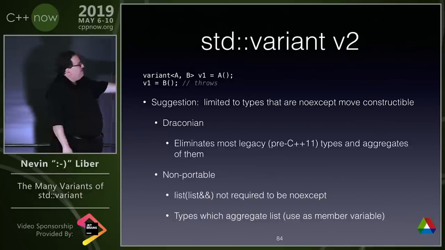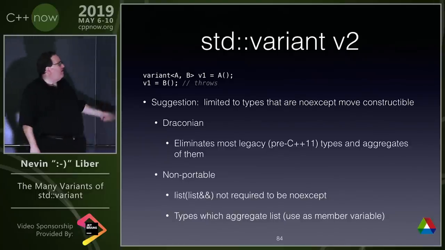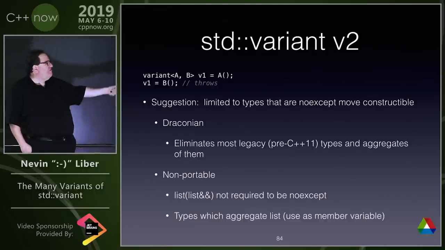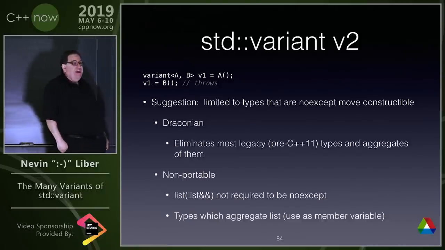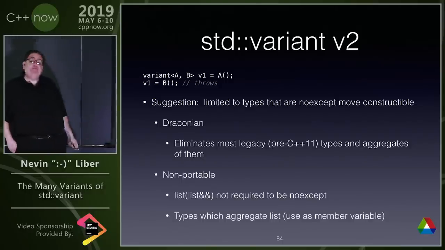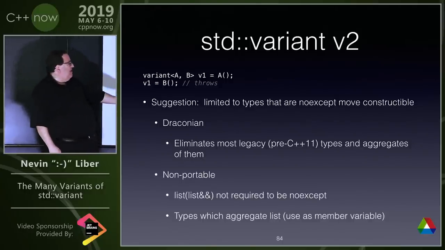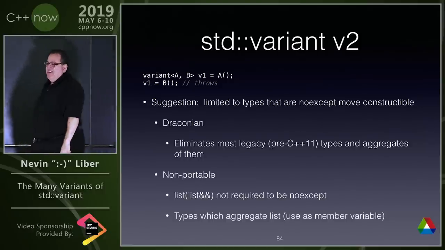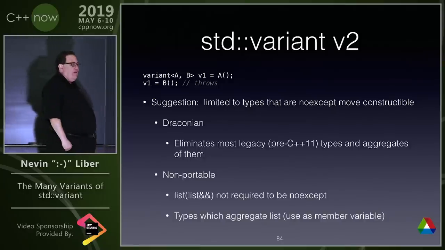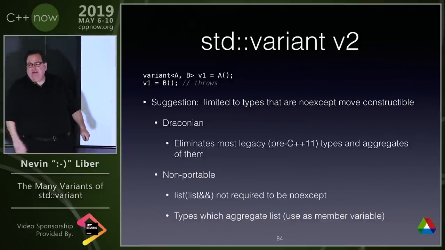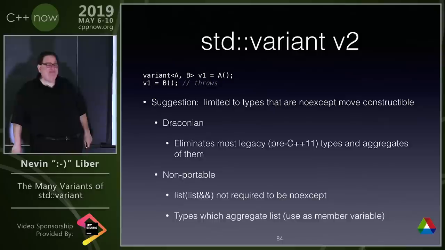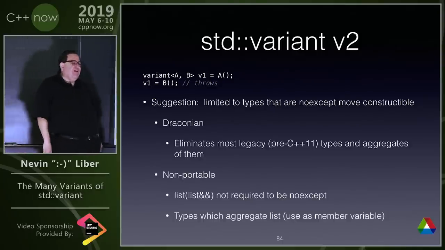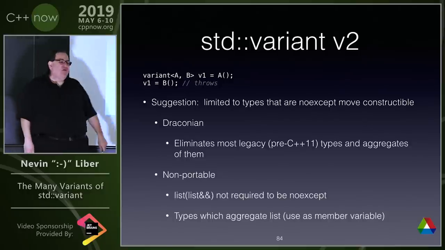Another suggestion, okay, let's limit it to types that are noexcept move constructible. This is kind of draconian. It eliminates most legacy pre-C++11 types and aggregates of them. And it's not portable, it turns out. So list's move constructor is not required to be noexcept. Microsoft's implementation is not noexcept. They allocate too, and the worst types, those that aggregate lists as a member, also are not noexcept.